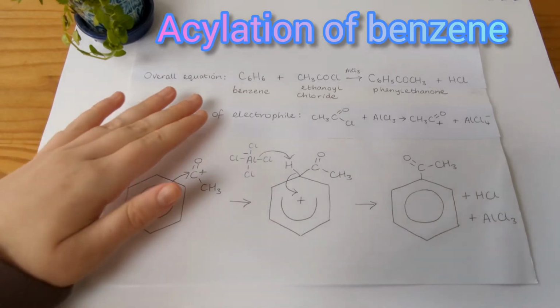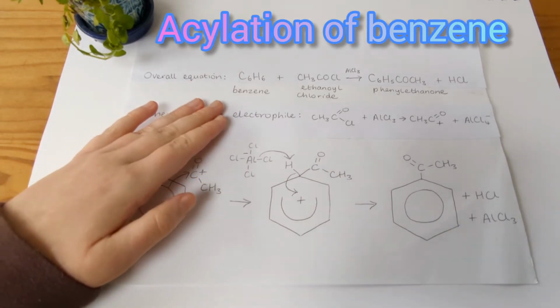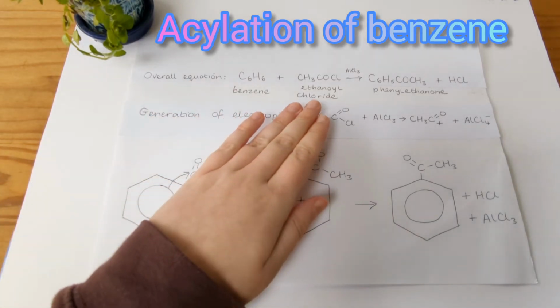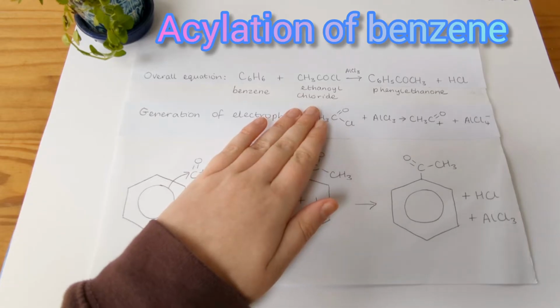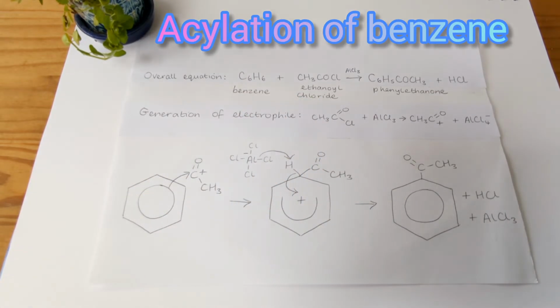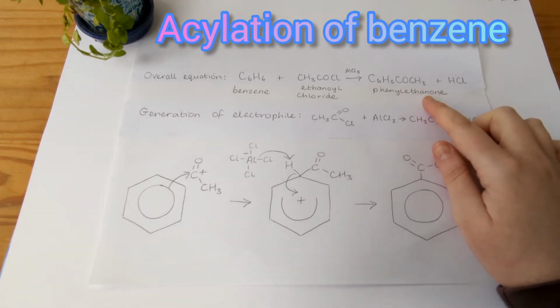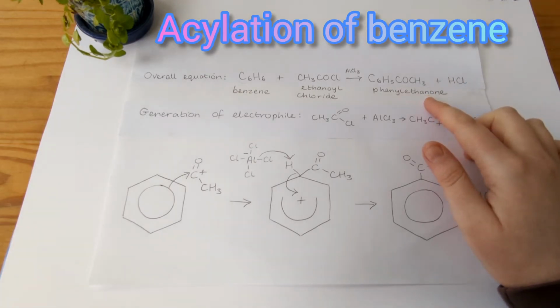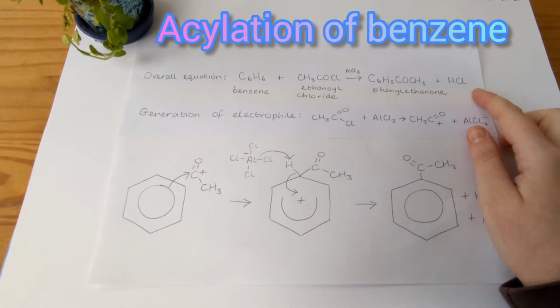So I've written the overall equation at the top, and we've got benzene reacting with ethanoyl chloride, also known as acetyl chloride, that's its common name, to give phenylethanone, otherwise known as acetophenone, and hydrogen chloride.